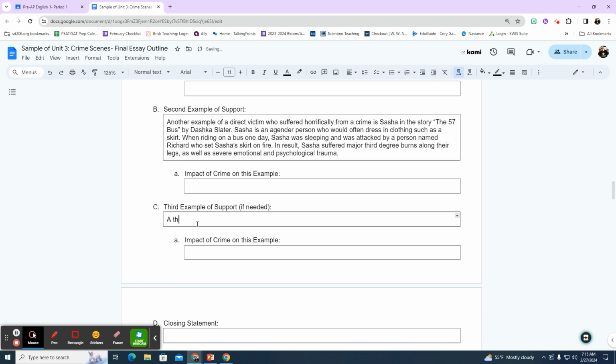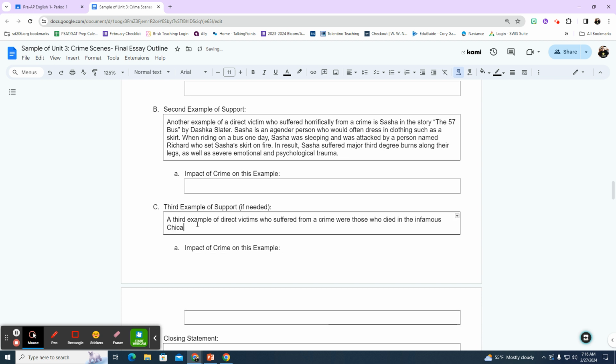a third example of direct victims. Remember, I'm always throwing that direct victims in there because that's what I'm talking about, who suffered from a crime were those who died in the infamous Chicagoland unsolved case known as the Tylenol murders. I should capitalize the here. Again, I'm always fixing my grammar as I go.